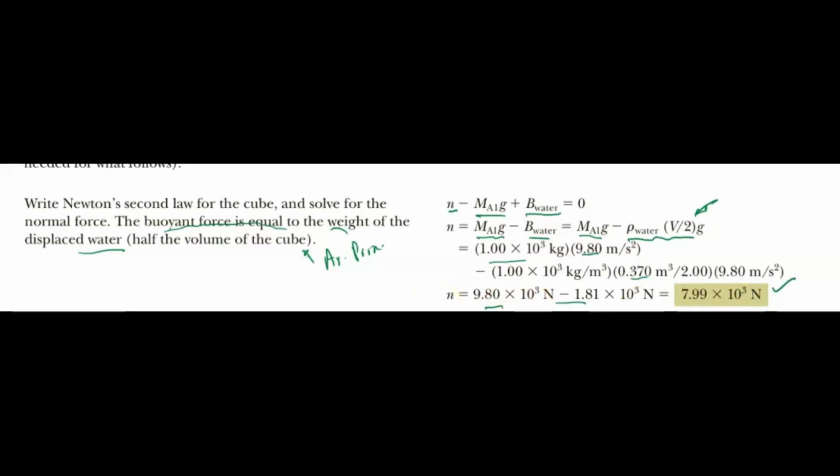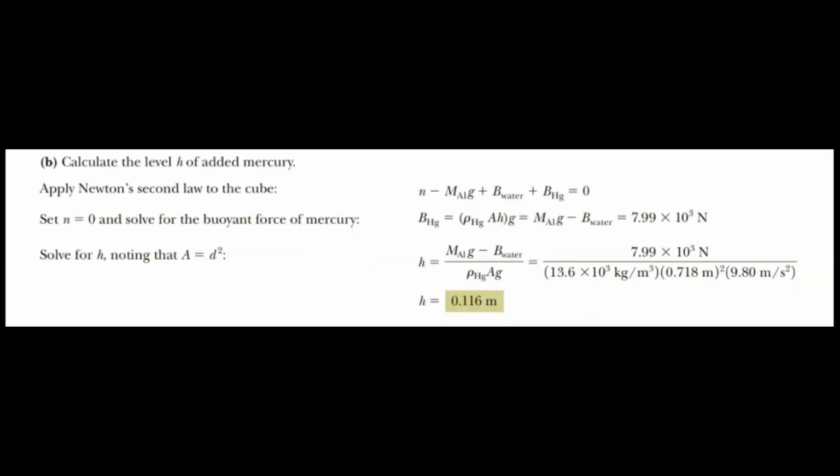Now the next part is to calculate the level h of the mercury. We'll be applying Newton's second law. This is regular. Since N equals 0, we have the weight of the aluminum block plus the buoyant force of the water. Now this is the additional part, which I'll highlight in a different color: the mercury that is added, with h the level of the added mercury.